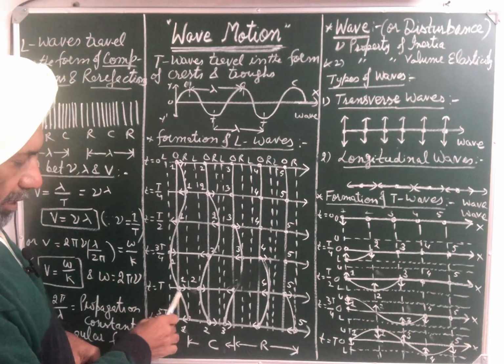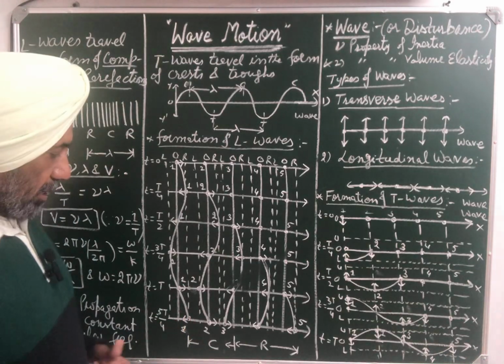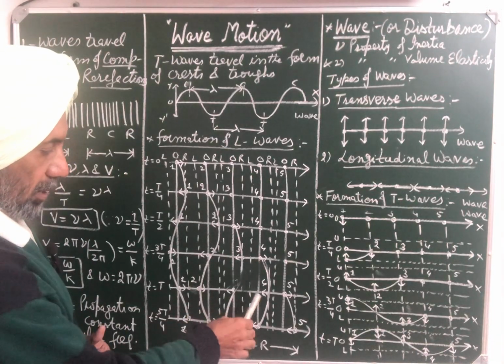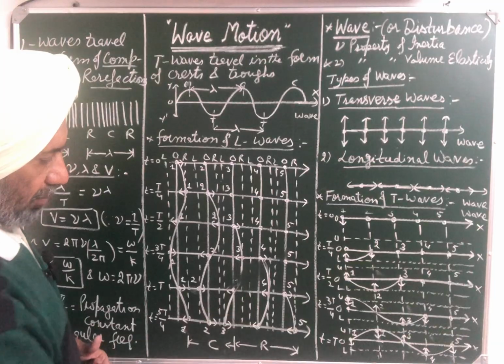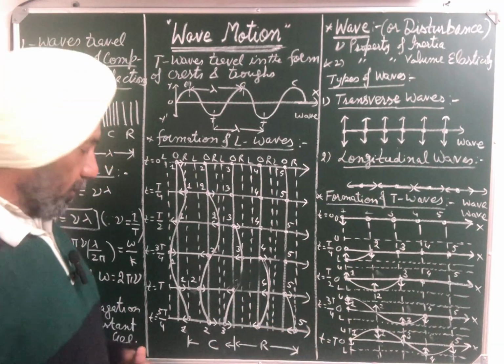At t equal to T, particle 1 completes 1 vibration. Particle 2 3/4 vibration. Particle 3 half vibration. Particle 4 1/4 vibration. Particle 5 is just disturbed.